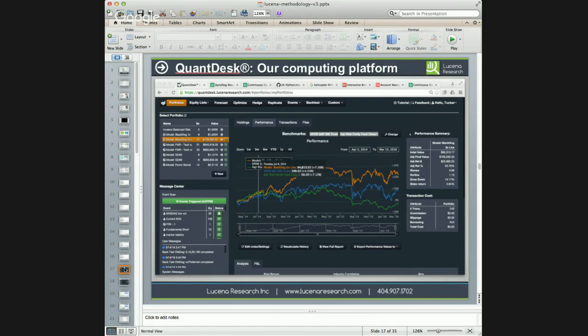Okay, this is a screenshot, by the way, of our software product called QuantDesk. I've shown some examples of its use in the class lectures. I'm going to skip details on that right now.